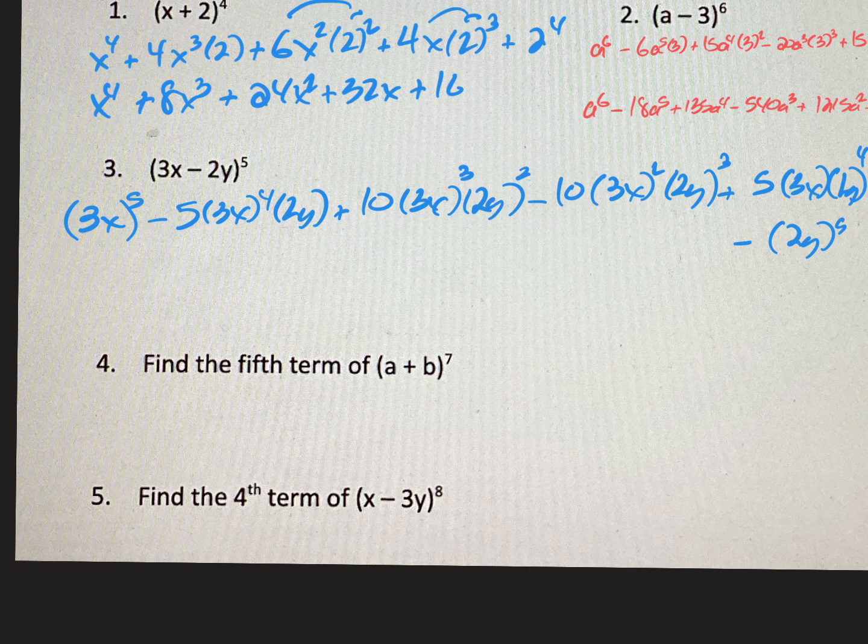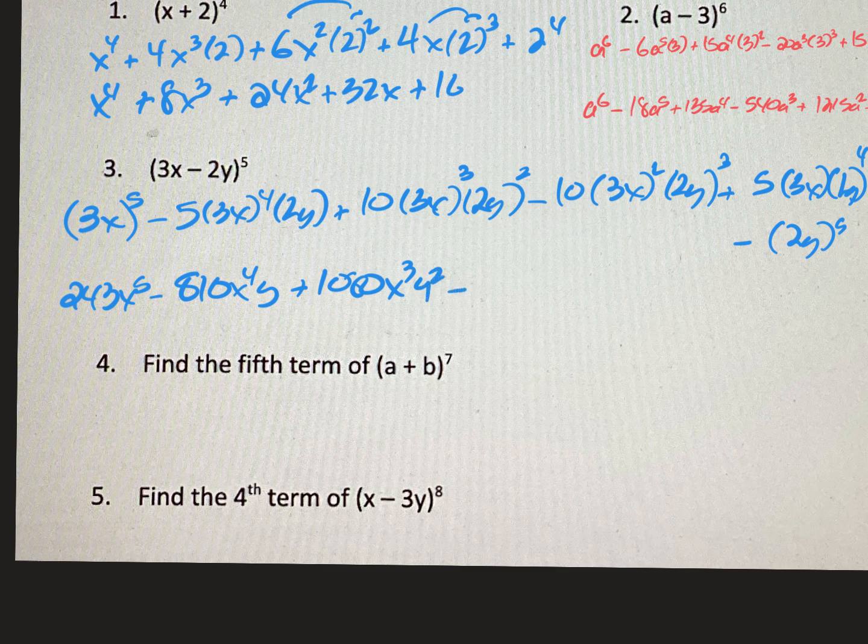Let's see here. 3 to the fifth power, first term, which is 243x to the fifth. I'm going to have 5 times 3 to the fourth times 2. I'm going to get 810x to the fourth y. I'm just multiplying those numbers out. 10 times 3 cubed times 2 squared. I'm going to do 1,080x cubed y squared.